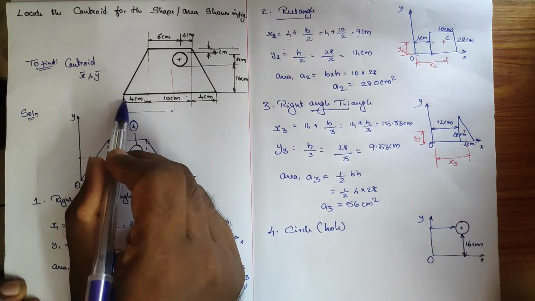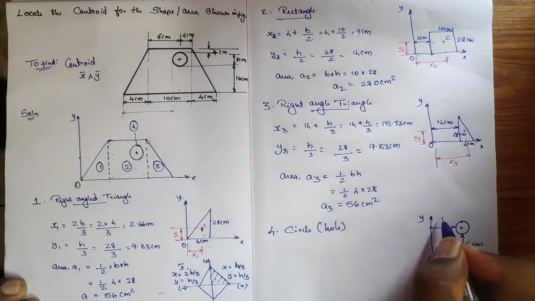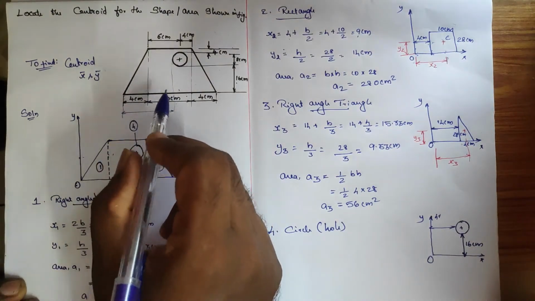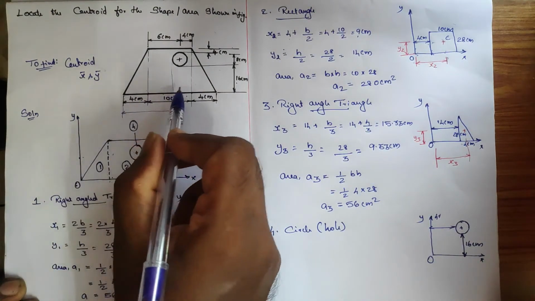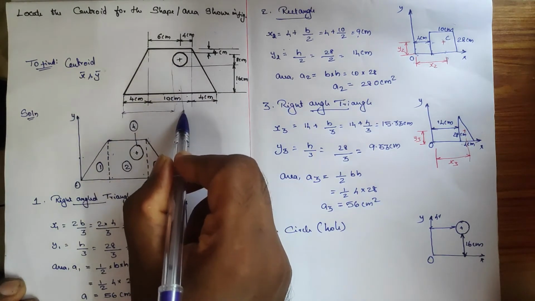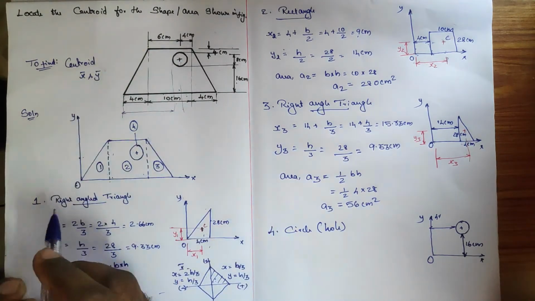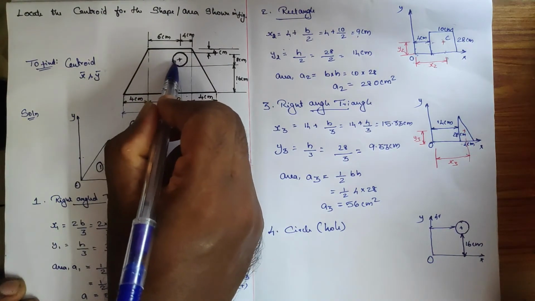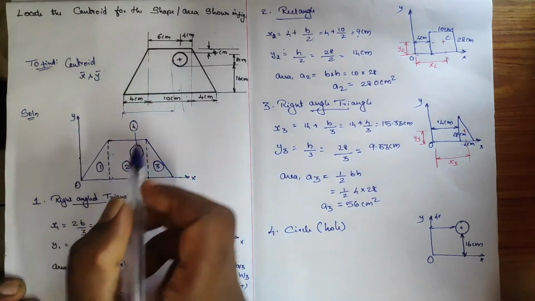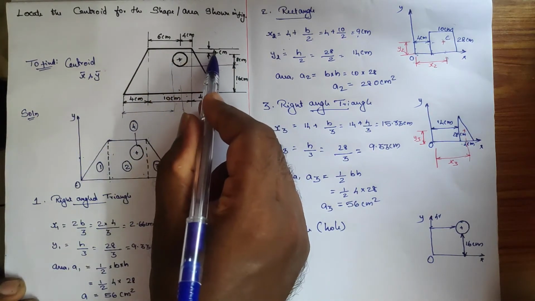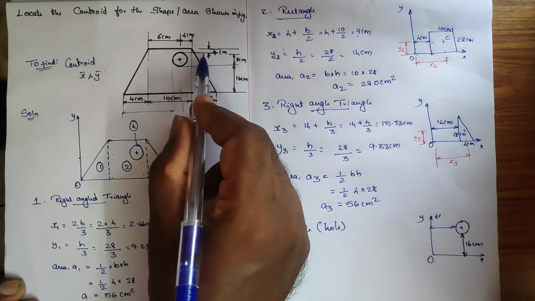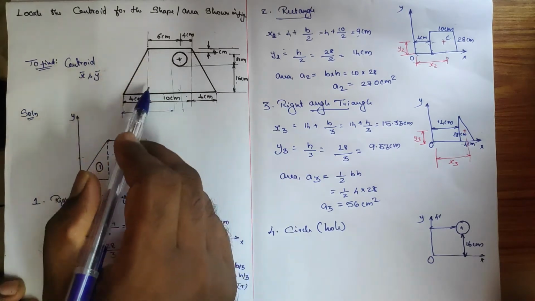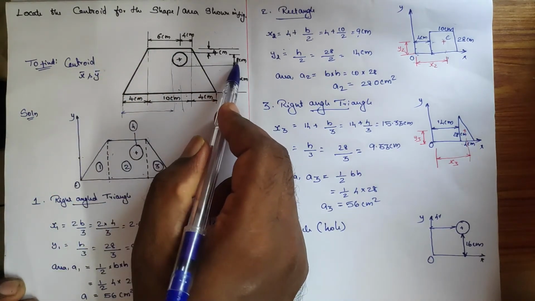So first 4 plus, and then look at this. From this to the center, we have the measurement which is 6. This particular distance is the radius of the circle. The diameter is given as 8 centimeter, so the radius is 4 centimeter.